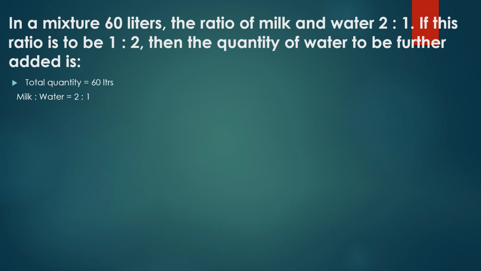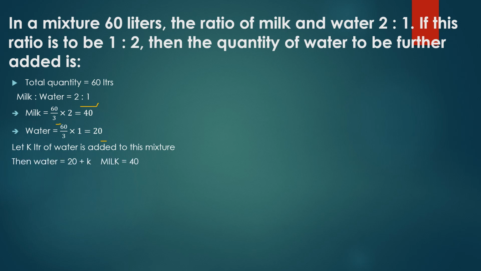So the quantity of milk initially is 60 divided by the sum of the ratio 2 plus 1, that is 3. 60 by 3 into 2, that is 20 into 2, 40. And water's part will be, out of 60, 40 is milk, the remaining 20 will be the water. Now let k liters of water be added to this mixture. So the total water in the mixture will be 20 liters plus k, what is added extra, and the milk quantity will remain the same, that is 40.